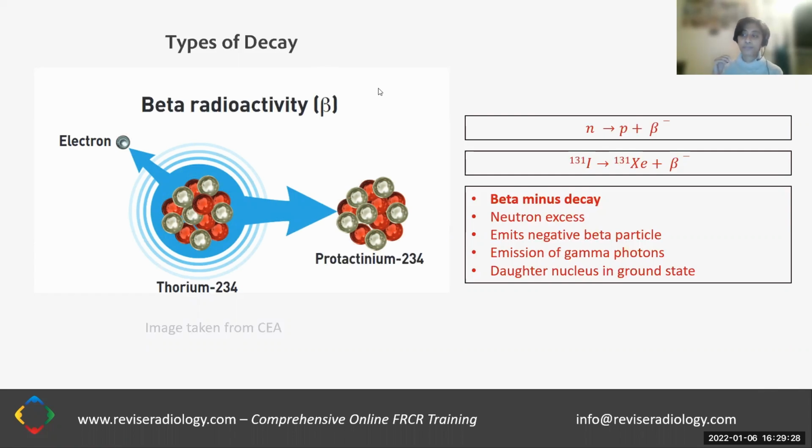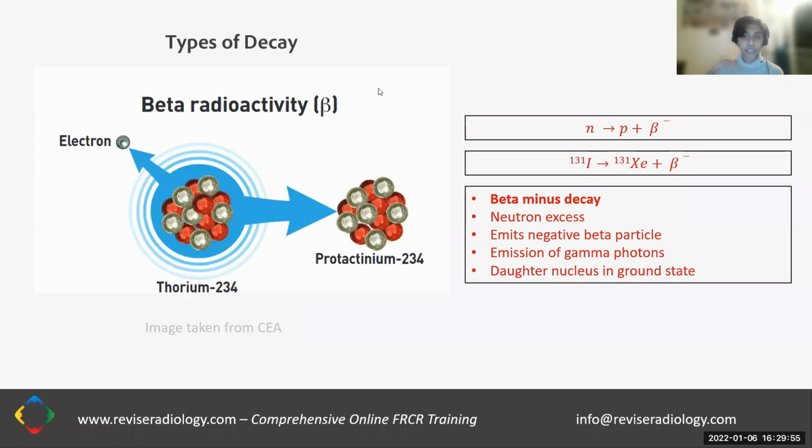So there's an excess of neutrons within the nucleus. So what the nucleus is going to do is it's going to take one of its neutrons, and split it into a proton and a beta minus particle. And the mass is conserved because neutrons and protons have around the same mass. And the charge is conserved because +1 plus -1 becomes 0, which is equal to the left-hand side.